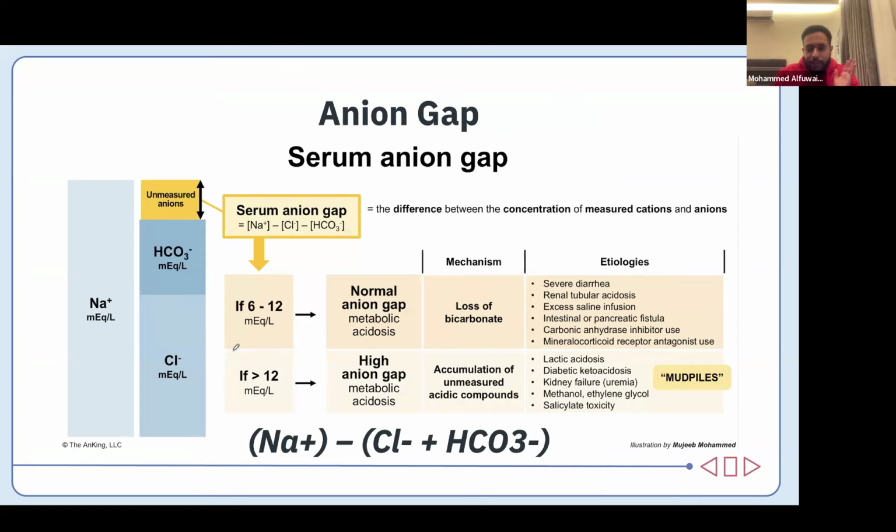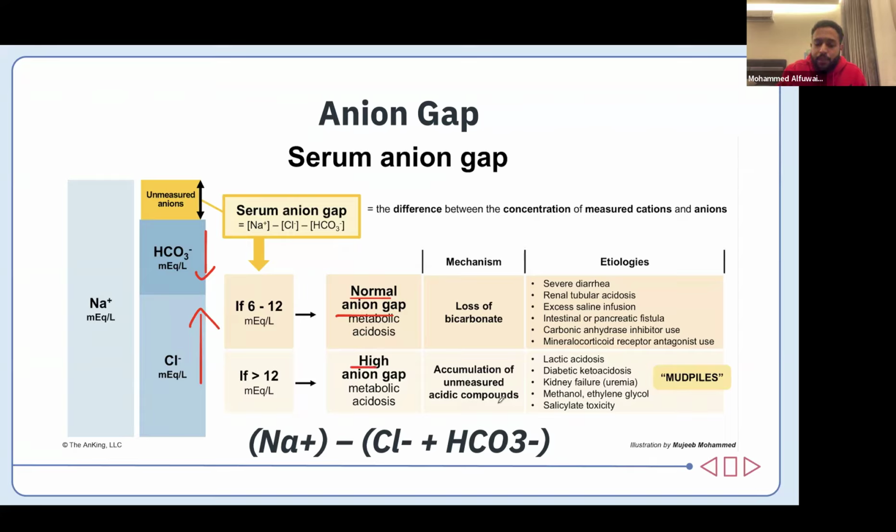Now, I already mentioned this, but for the sake of repetition and completion, the anion gap is only done for metabolic acidosis, to assess whether the patient has a high or normal anion gap. Usually you calculate it as sodium minus chloride plus bicarb. If only bicarb is low, which occurs in normal anion gap, the chloride will compensate.